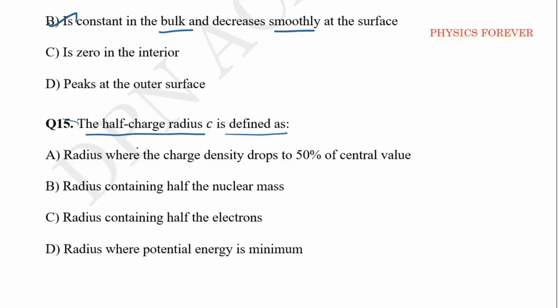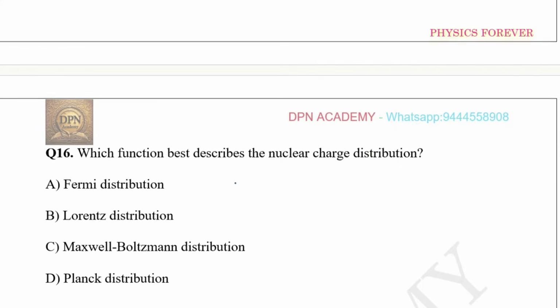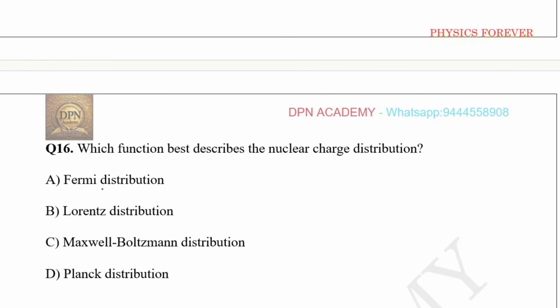Then question number 15: the half-density radius C is defined as the charge radius, the radius where the charge density drops to 50% of its central value. Then question 16: which function is best for nuclear charge density? Option A, the Fermi distribution. These are all direct questions.